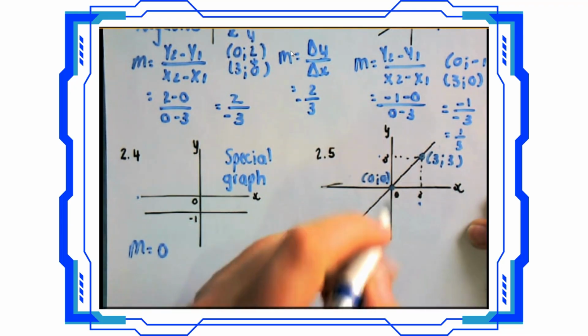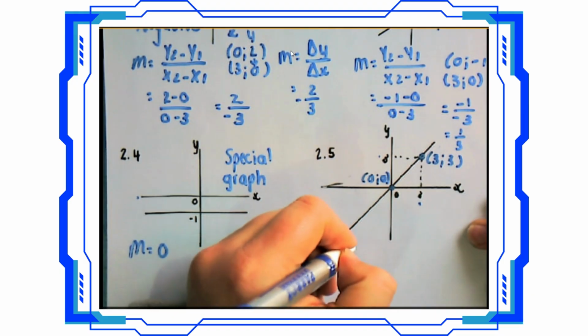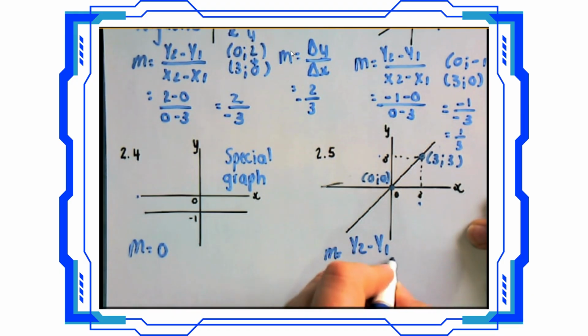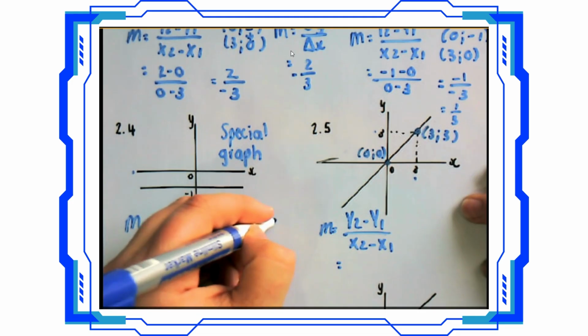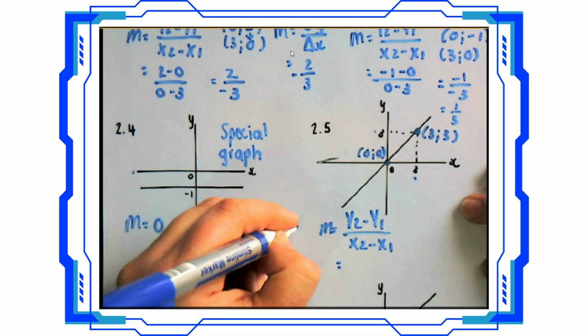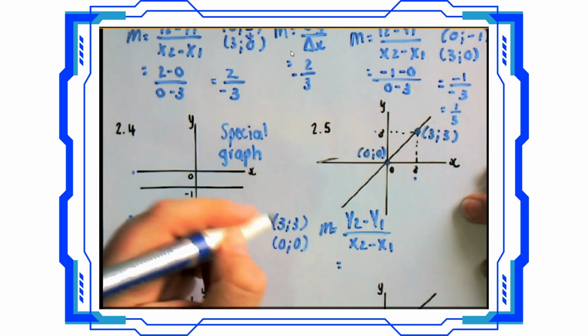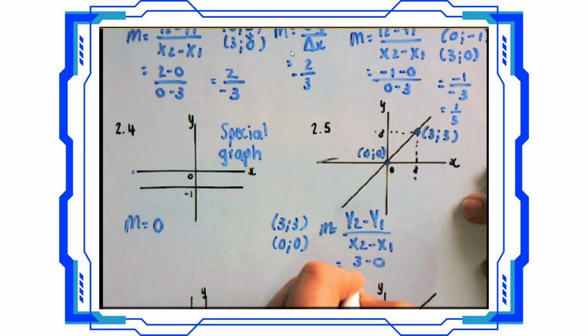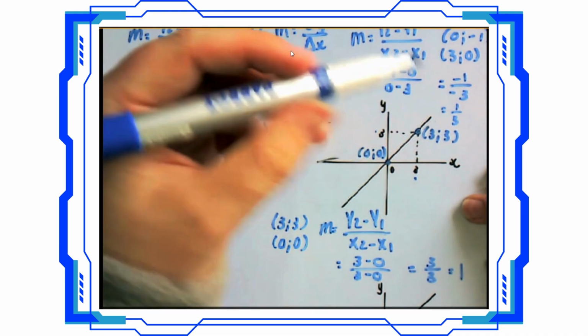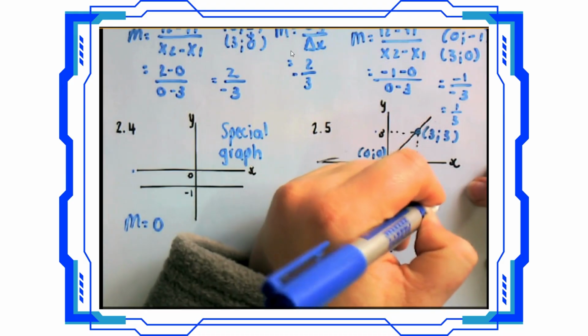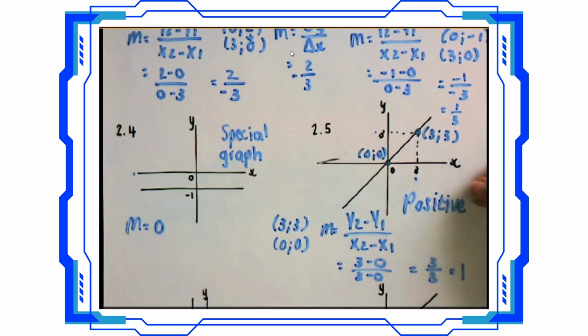Okay, do I have 2 coordinates now? Yes. So I can use my formula. Then I substitute into it. So 3 minus 0 over 3 minus 0. That gives me 3 over 3, which gives me 1. Okay, and is it positive or negative? My line is increasing, so it's positive.